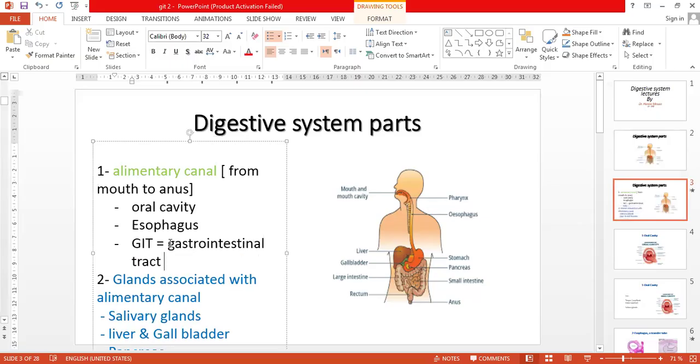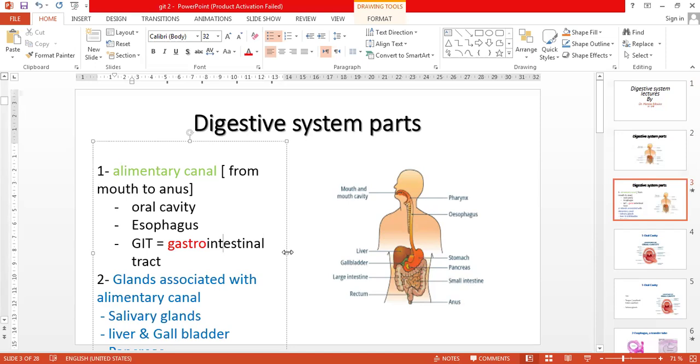Gastro is for the stomach, and intestinal is for the small and large intestinal tract, meaning a canal or pathway or passage for the food. So the alimentary canal goes from the mouth, the oral cavity, pharynx, esophagus, then the GIT, which starts from the stomach, the gastro, and then the small intestine, and finally the large intestine, ending at the end.